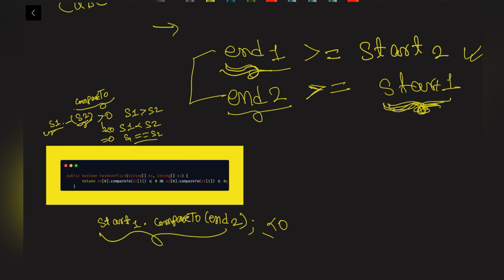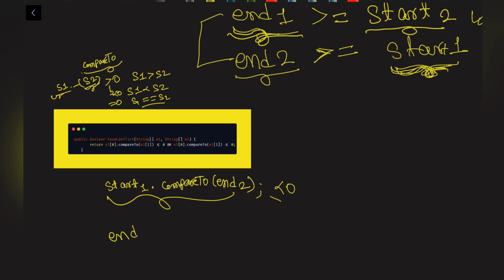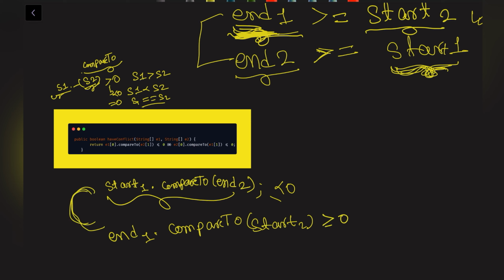What was our second condition? Our second condition is ending of first match should be greater than starting of second match. So ending of first match dot compareTo starting of second match. Now what should this return? The first string is greater, so it should return greater than or equal to 0. If both conditions are satisfied, then only we will return true, otherwise we will return false.